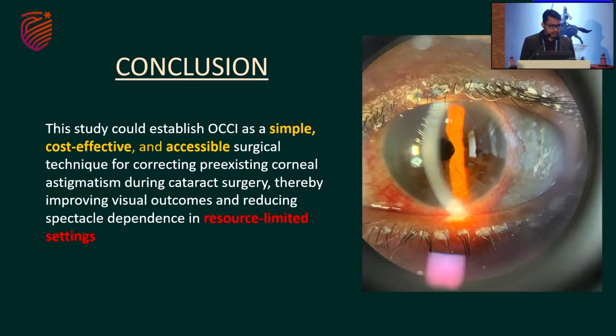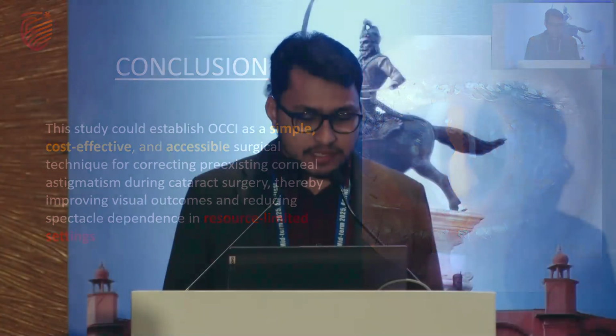So to conclude, this study could establish OCCI as a simple, cost-effective, and accessible surgical technique for correcting pre-existing corneal astigmatism during cataract surgery, thereby improving visual outcomes and reducing spectacle dependence, with emphasis on resource-limited settings. Thank you so much. So in your study, how much correction have you found?